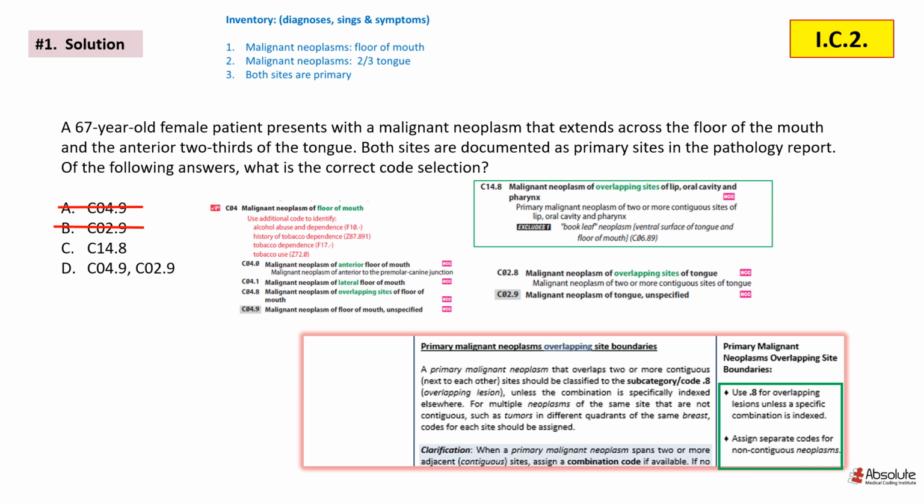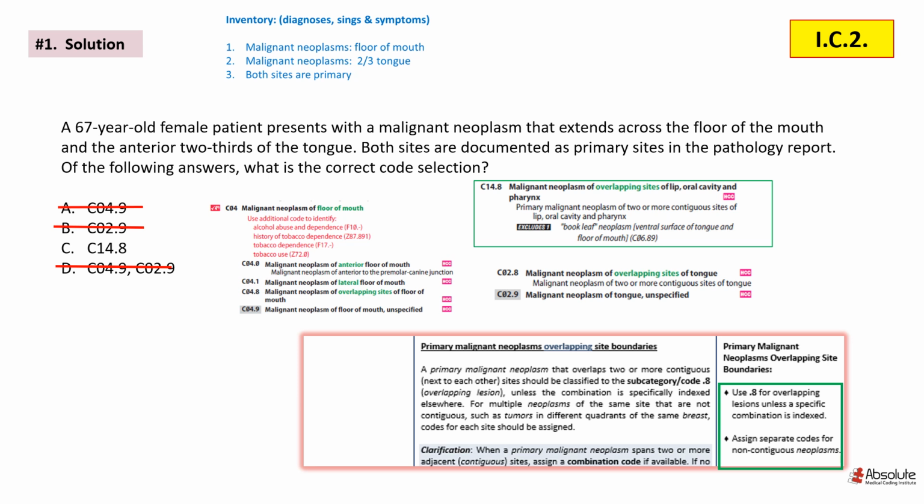So that leaves us with D, C04.9 and C02.9, same thing together. Well, A and B are wrong because they weren't coding for enough tongue, and D is coding for the wrong part of the tongue, and C is our correct answer. But let's look at C.